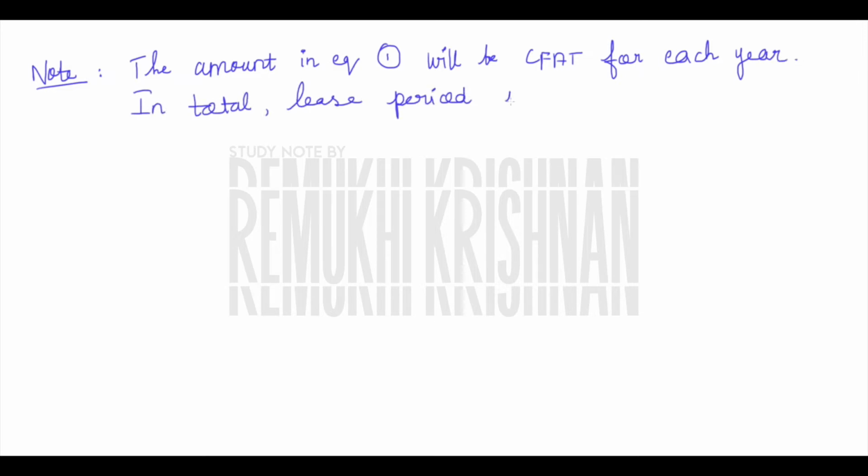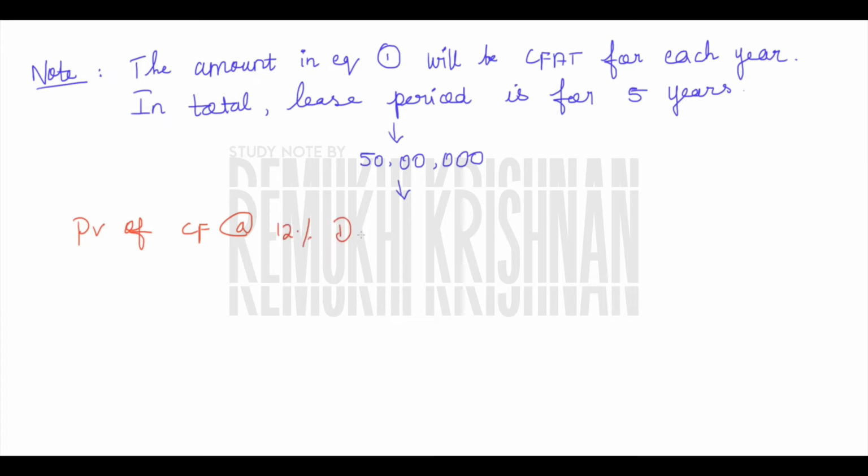Yes, but we have to find the same for 5 years, because the lease period is for 5 years. We should cover this 50 lakh. Not alone this 50 lakh, we should also include our 12% required rate of return. Present value of cash flow at 12% discount rate for 5 years. What is it? It is nothing but present value of cash flow.